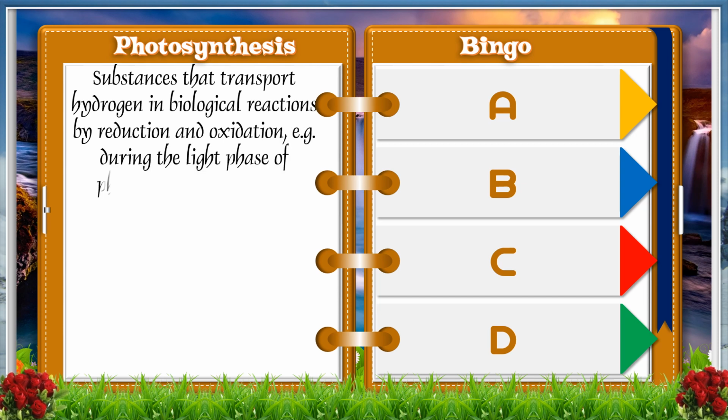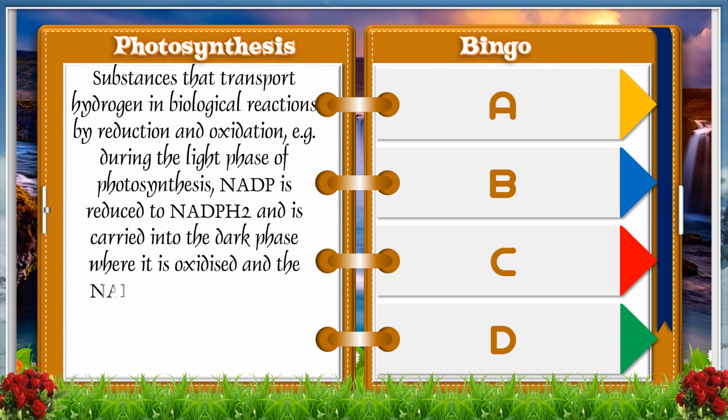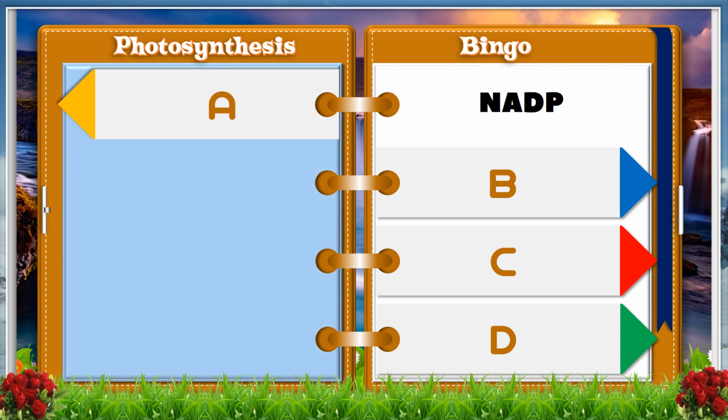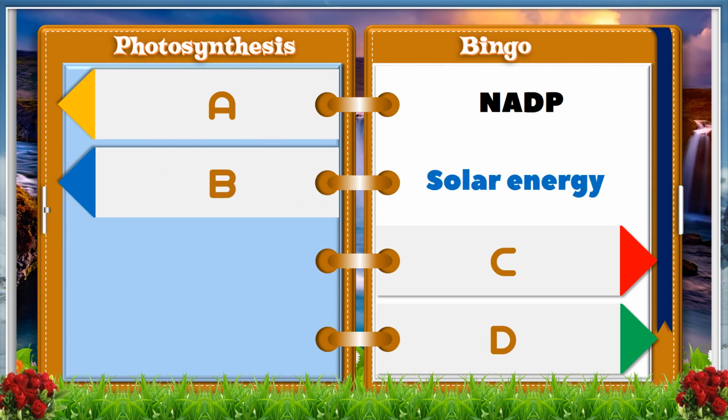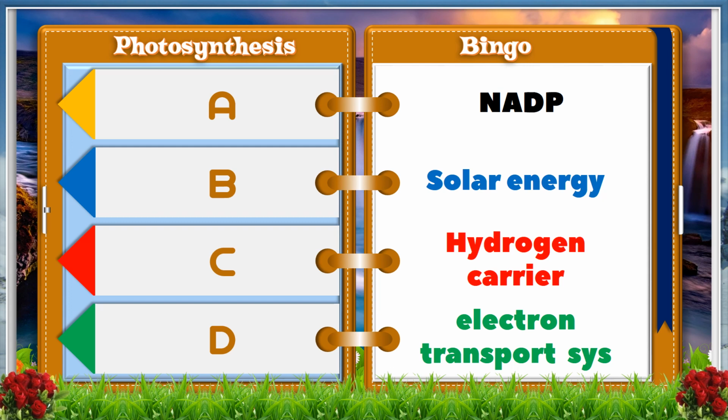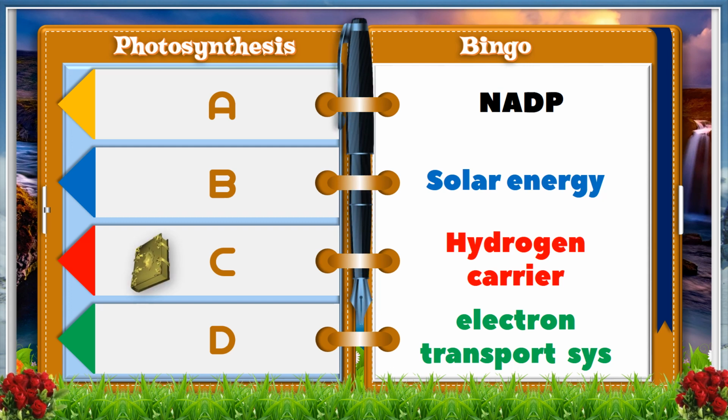Substances that transport hydrogen in biological reactions by reduction and oxidation. Example, during the light phase of photosynthesis, NADP is reduced to NADPH2 and is carried into the dark phase where it is oxidized, and the NADP returns to the light phase to be reduced again. They are also used in respiration. A. NADP. B. Solar energy. C. Hydrogen carriers. D. Electron transport system. And the answer is C. Hydrogen carrier.